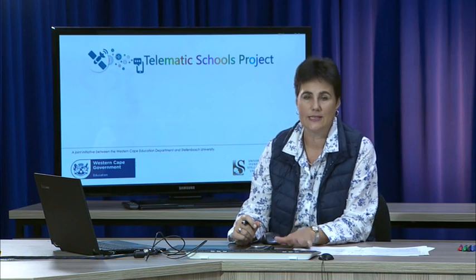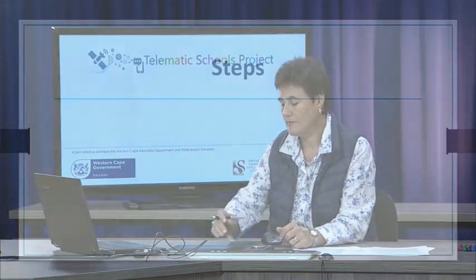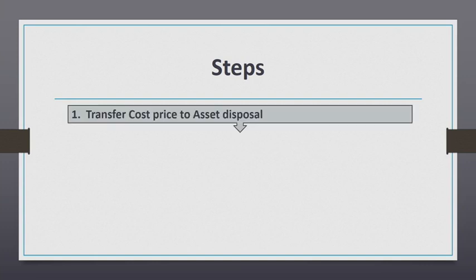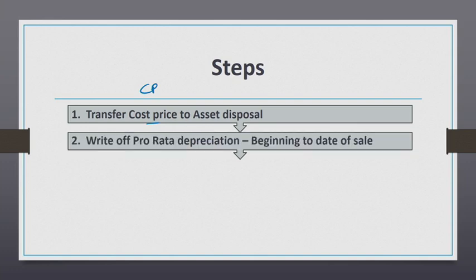If you remember the steps, then we can never ask you something that you will not be able to do. You have to remember the 5 steps, and if you apply those 5 steps, then asset disposal is actually very easy. The first step, the first thing that we are looking for is the cost price. Somewhere in the information, they must give us the cost price, and we take that out to the asset disposal account. The second step is where we write off pro rata depreciation. That means from the beginning of the year up to the date of sale.